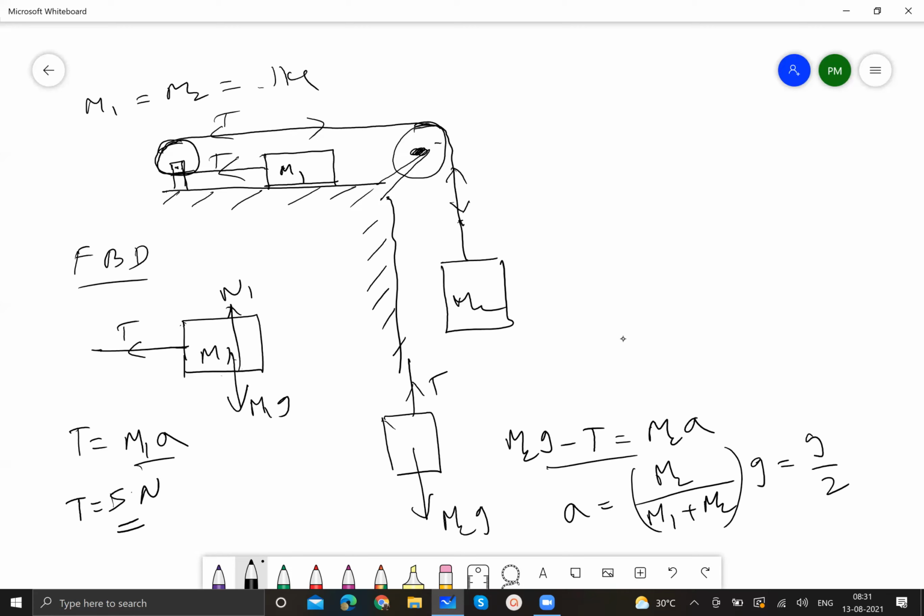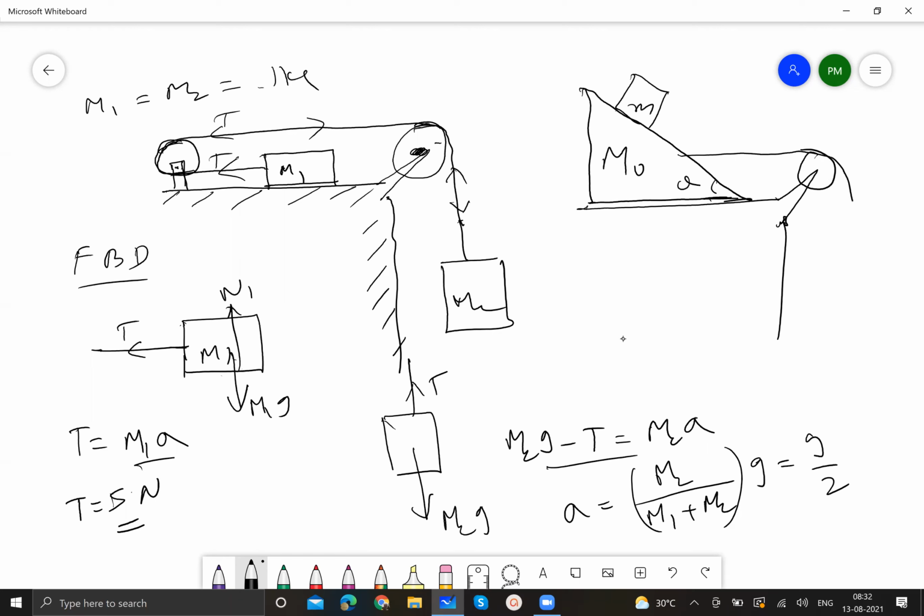Even this is also a very standard concept. Here is a wedge of mass m naught, and here is a small block placed on this wedge. This angle is theta.